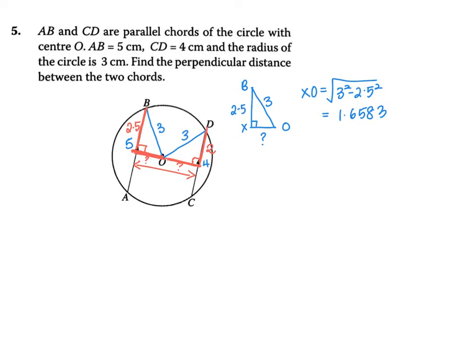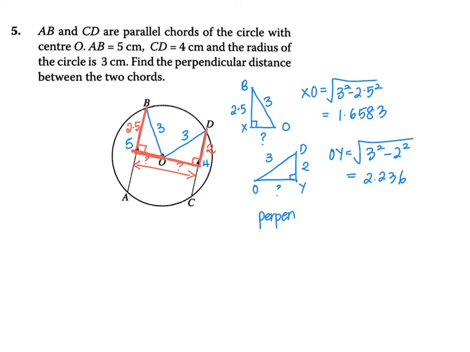Now, our next triangle, we can have the one over here, D, O, and maybe we call this Y. So this is now 2 cm, the radius is 3. We can find OY. Square root of 3 squared minus 2 squared. And that gives me 2.236.